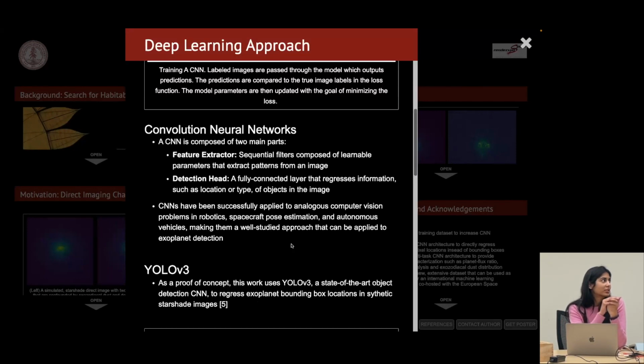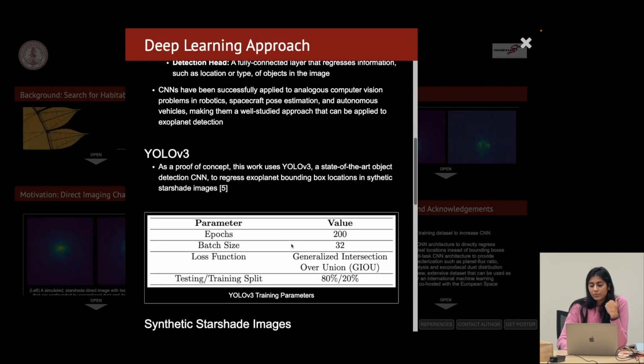Like I mentioned, convolutional neural networks have been applied very extensively to many computer vision problems, namely in SLAB. We have, of course, Jeff's work, which looks at spacecraft pose estimation using machine learning, but it's also been applied very extensively to autonomous vehicles, robotics, even in the medical industry for examining X-rays and such. So it's a very well-studied approach that we're hoping to adapt to this application.